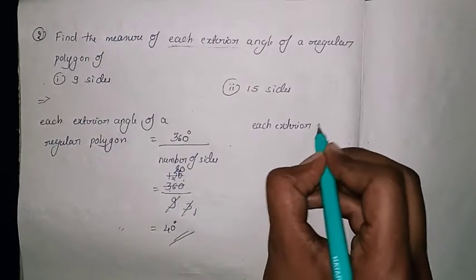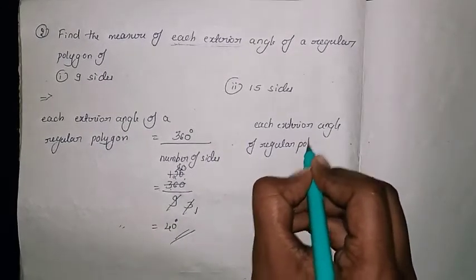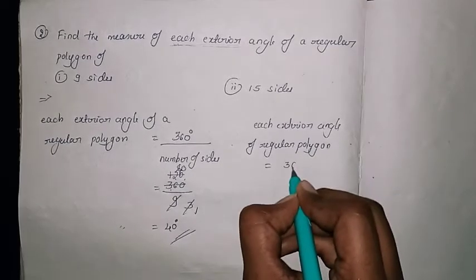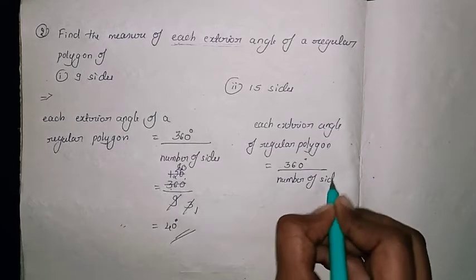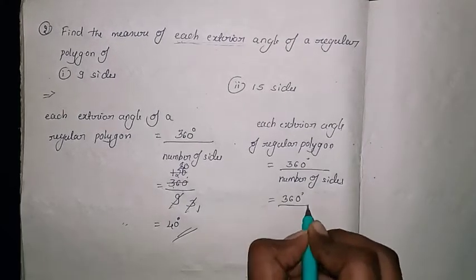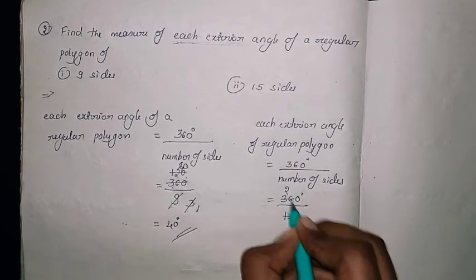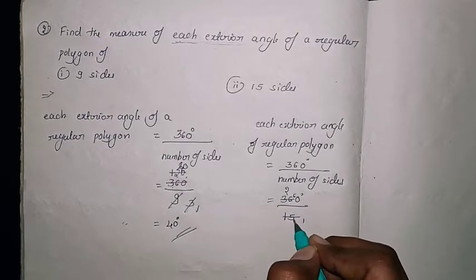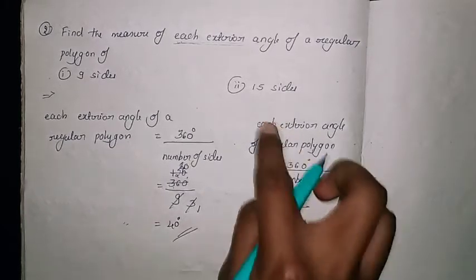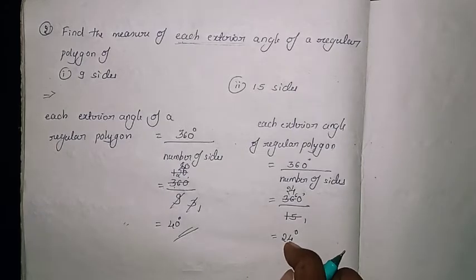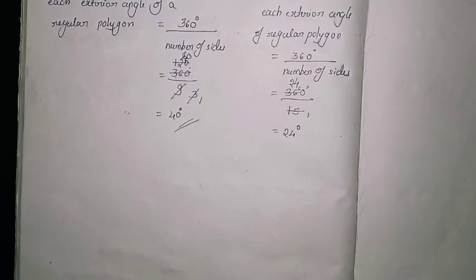So just write it. Each exterior angle of a regular polygon is equal to 360 degrees divided by the number of sides. How many sides have they given? That is 360 divided by 15. So 15 ones are 15, 15 twos are 30. So remaining is 60. 15 fours are 60. So that means 24 degrees. So for the second one, each exterior angle of a regular polygon is equal to 24 degrees. Okay, so this is about the second problem.